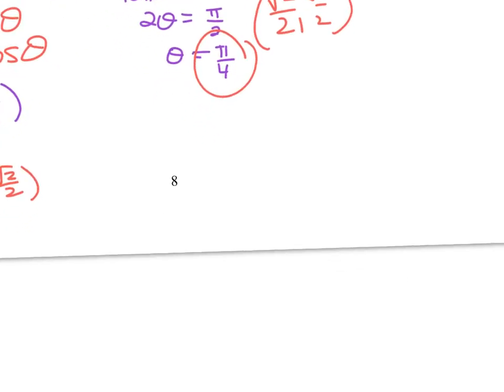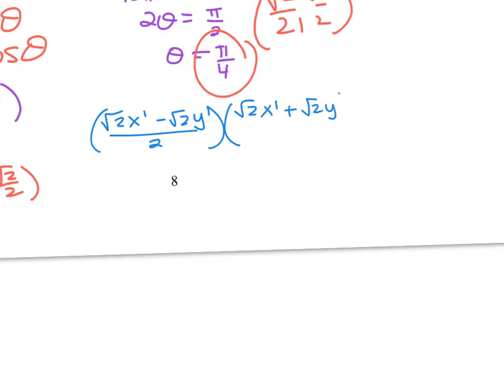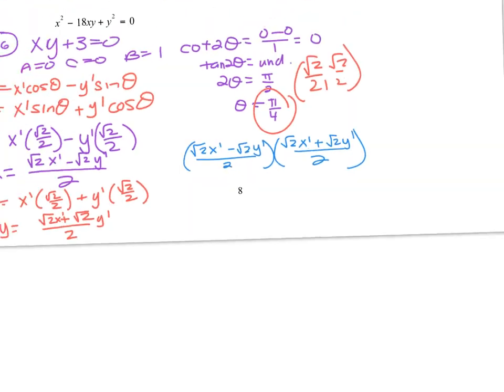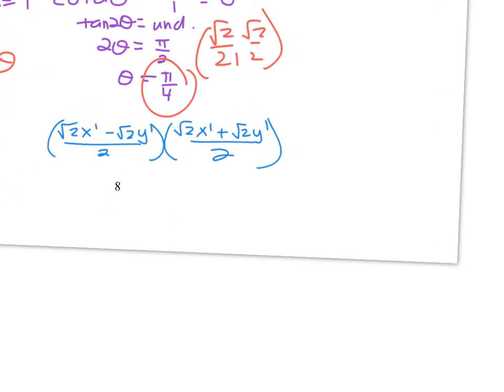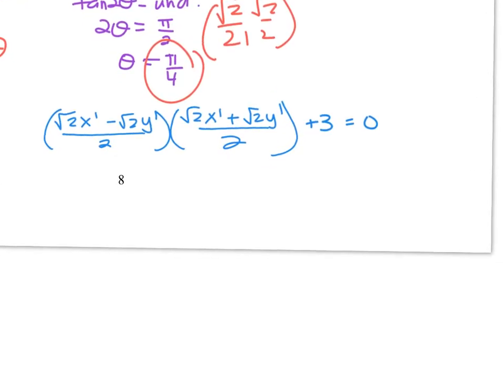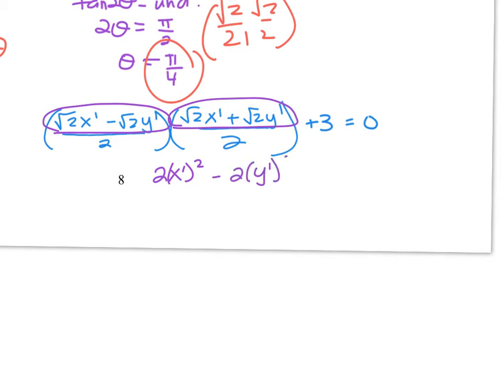So x was root 2 x prime minus root 2 y prime over 2, times root 2 x prime plus root 2 y prime over 2, because that's the y. And then add 3, set it equal to 0. So I would multiply these out. This is actually the difference of 2 squares in the top, so I can save myself some work. I square the first term, which I'd get 2x prime squared, square the second term, minus 2y prime squared over 4 plus 3 equals 0.